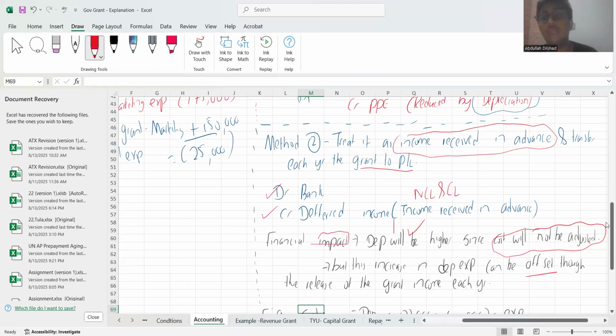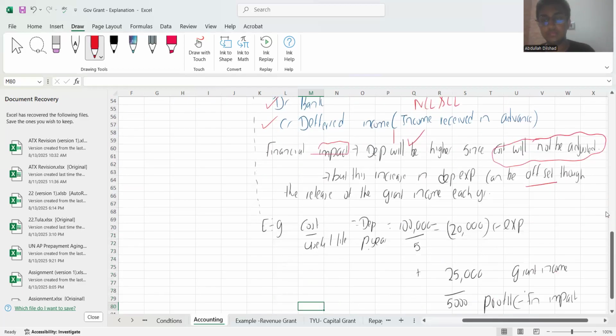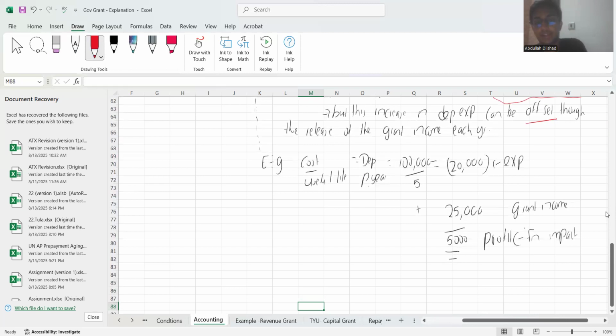So how would you record this? Debit deferred income, right? Because your deferred income is a non-current liability, or non-current liability will be reducing, and you will be crediting your other income, right? So that is when you do the transfer. Let me write that also. Transfer each year, double entry. We initially recorded debit bank credit income received in advance.